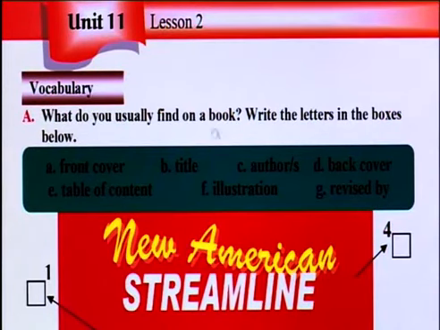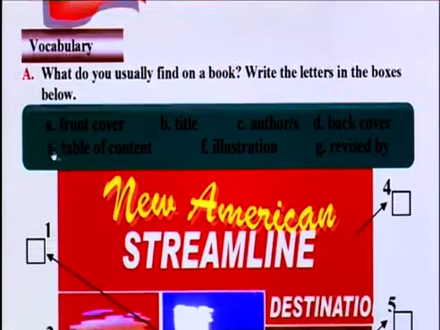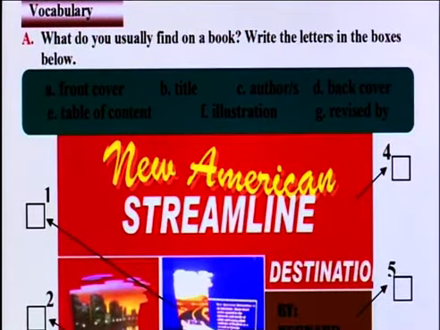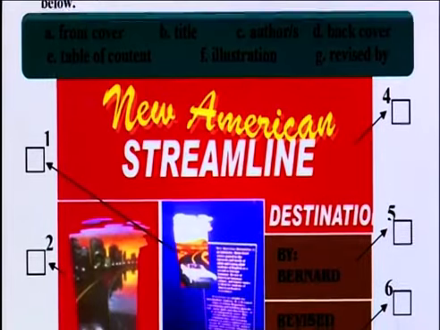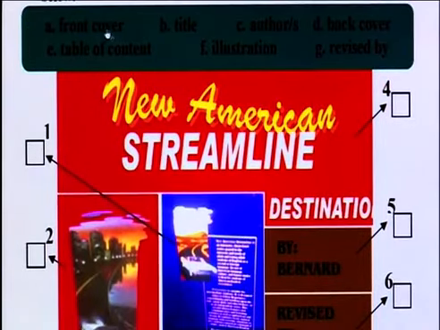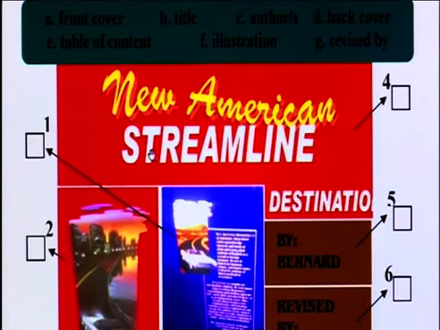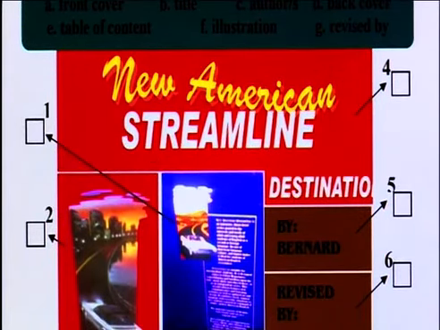What do you usually find on a book? Write the letters in the boxes below. For example, A. Front cover. Which one is the front cover? This is a front cover. Title. This is the title.